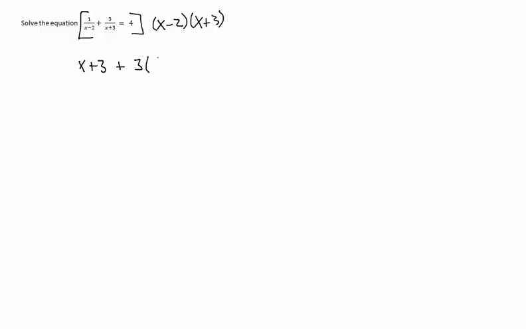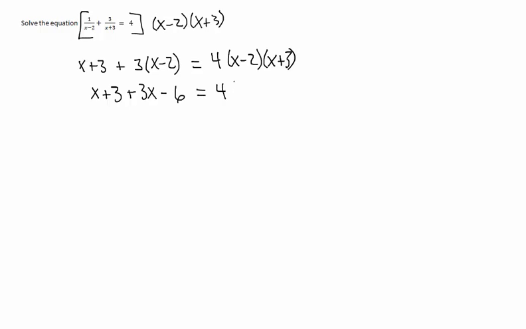And then we also have the x minus 2 factor is equal to 4 times x minus 2 times x plus 3. Now we're going to simplify both sides. The first thing on the left I'm going to do is multiply the 3 through the parentheses. So I have x plus 3 plus 3x minus 6. And this is equal to 4 times, now we're going to FOIL the two factors. So we have x squared, and then we have plus 3x minus 2x is plus x. And then negative 2 times 3 is negative 6.